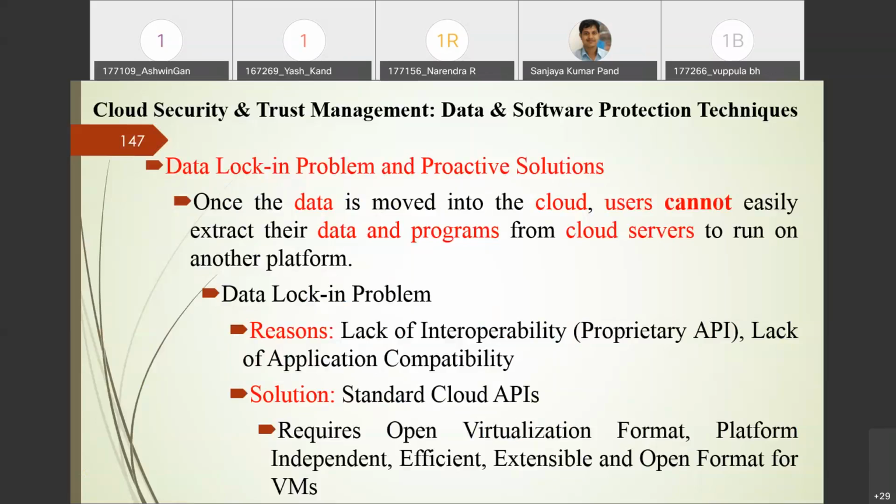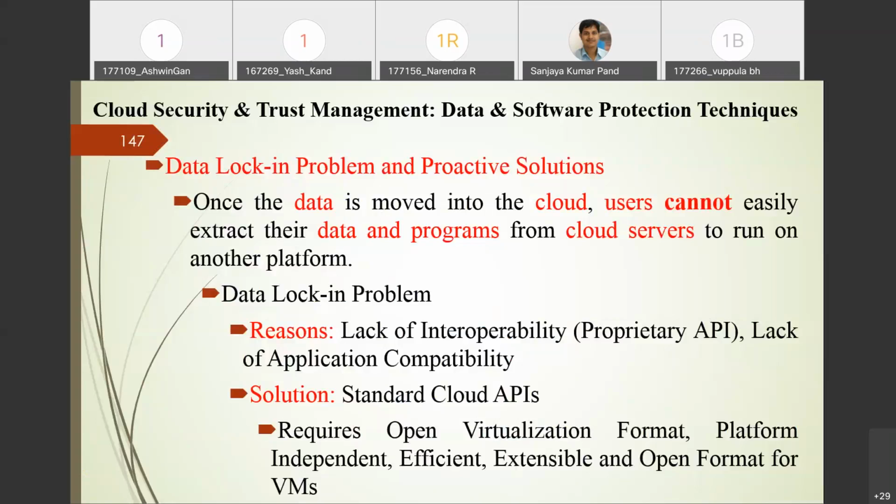You want to transfer your data from one cloud service provider to another, but the security enforced on your data by the first provider, or the APIs and libraries used in the first provider, are completely different from the second provider. So what will happen? You are unable to move to the second cloud service provider because you have to modify the entire thing, right? So that is very difficult.